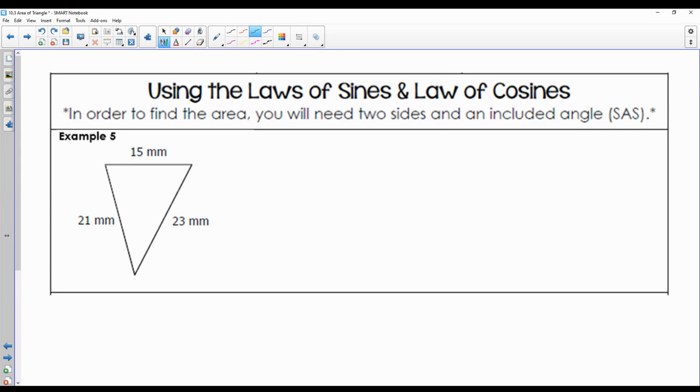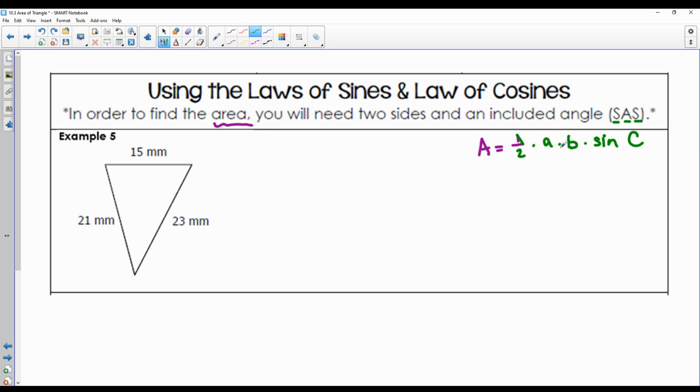Last example on this homework on 10.3, we are again asked to find the area of this triangle. Writing down our area formula, the area we found from the first of the unit is just 1/2 times little a times little b times the sine of angle C. In order to use this area formula, you need to know side, angle, side.